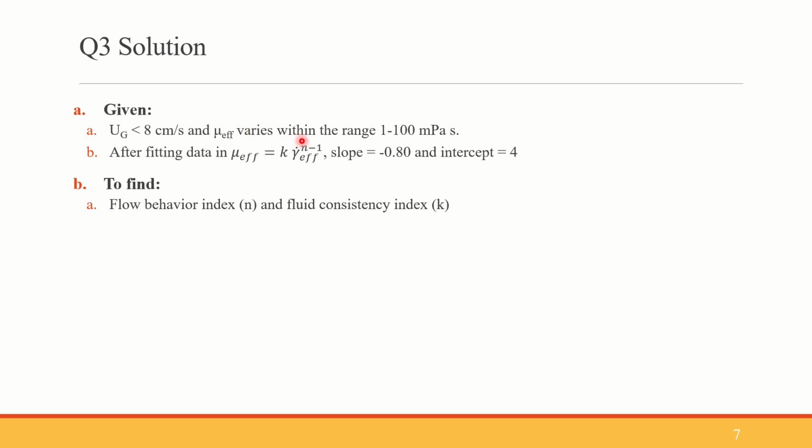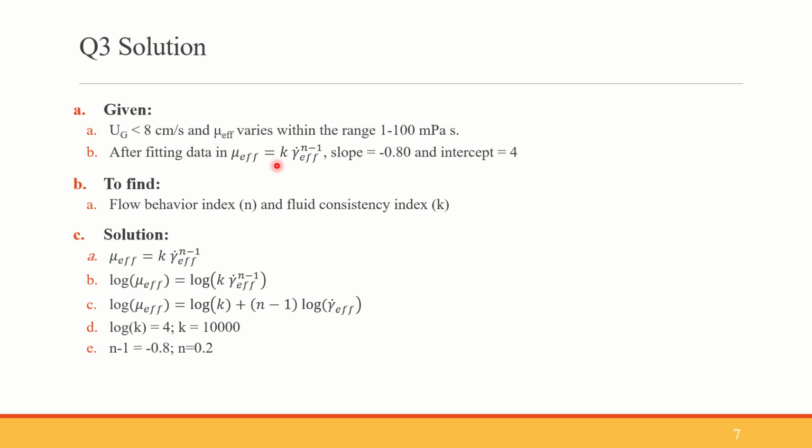So since the fitting is in this particular equation, we'll just expand this. So the solution is such that mu effective is equal to k into gamma effective to the power n minus 1. So we are just taking the log on both the sides since we need to have an intercept as well as the slope. So if we take these things, we can just plot it in the log graph and get the things. So it is log of mu effective is equal to log of k into gamma effective to the power n minus 1.